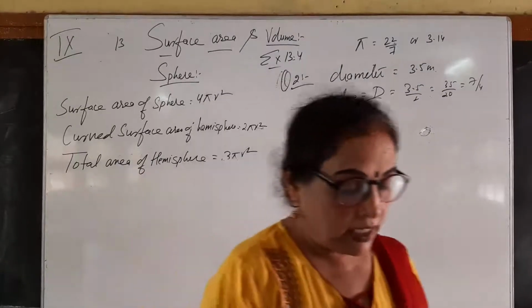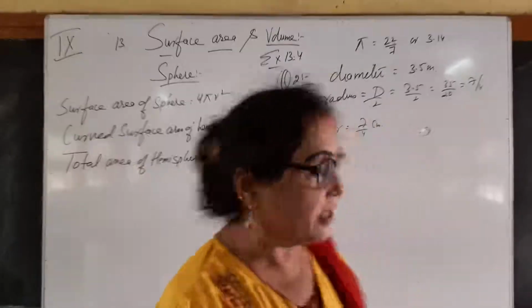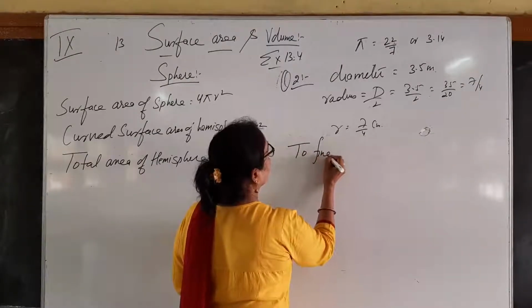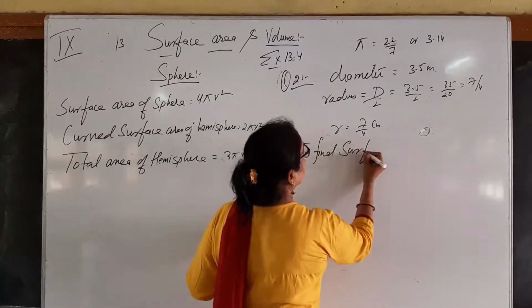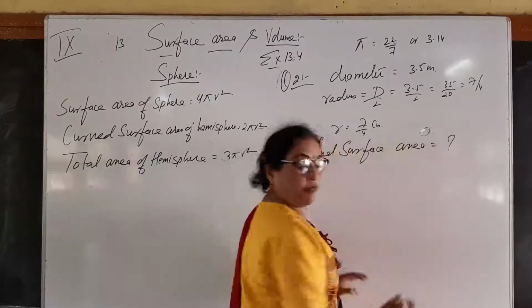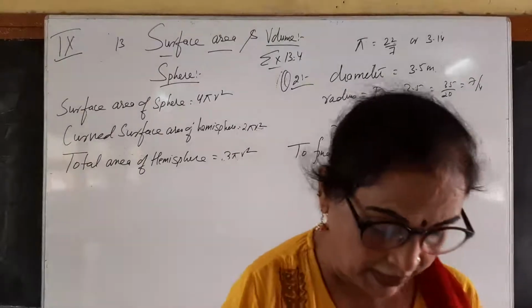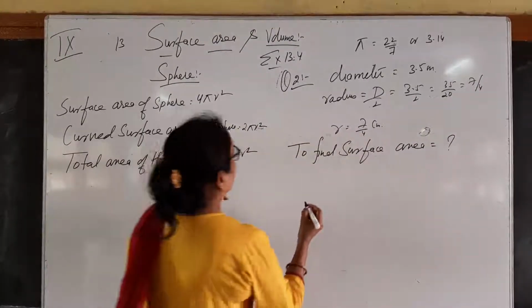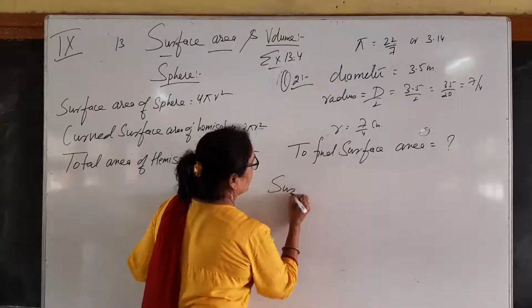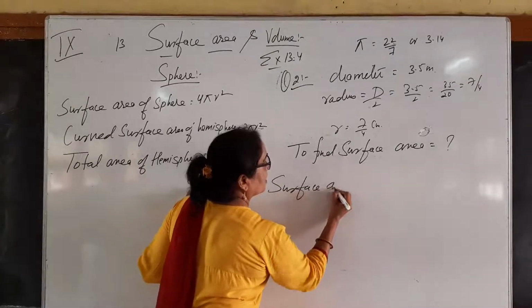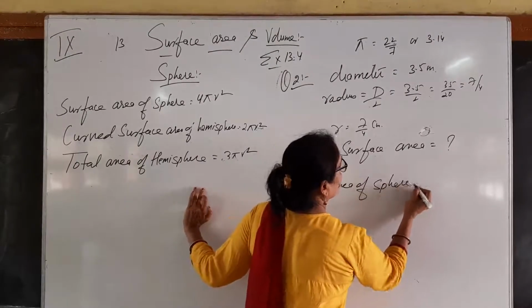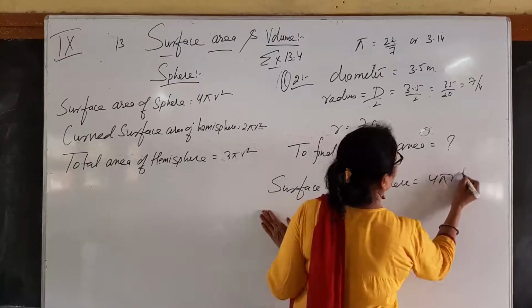What we have to find here? Surface area. We have to find surface area. Now surface area of the sphere is 4 pi r square. So surface area of sphere is equal to 4 pi r square.